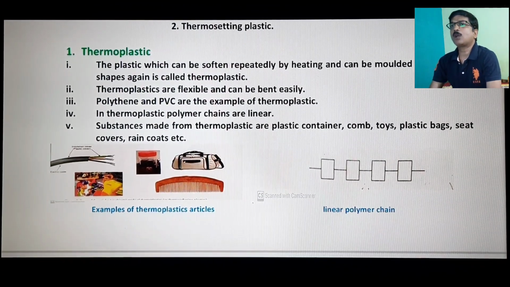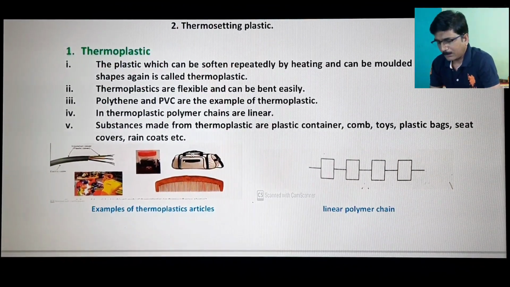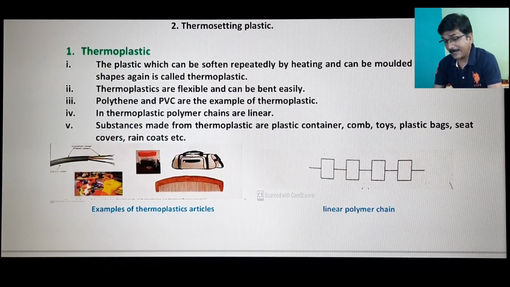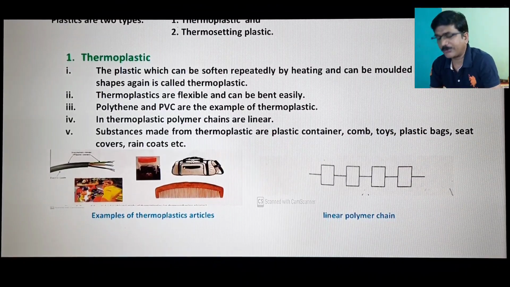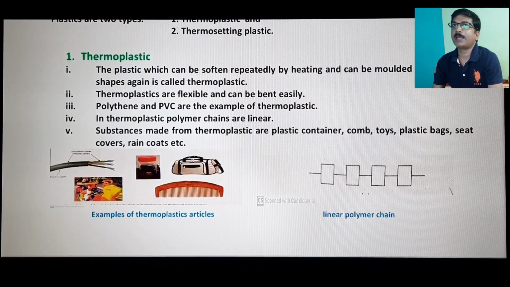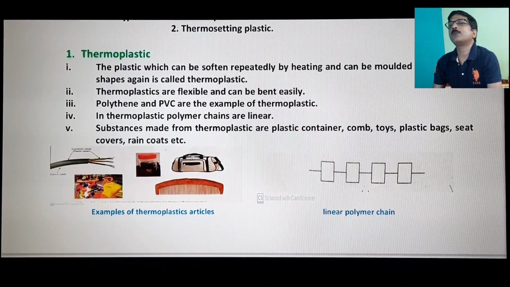So what is thermoplastic? The plastic which can be softened repeatedly by heating and can be molded into different shapes again is called thermoplastic.